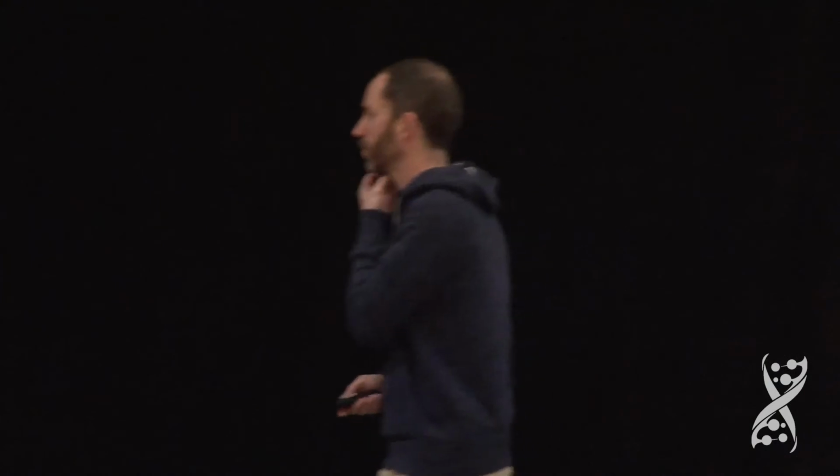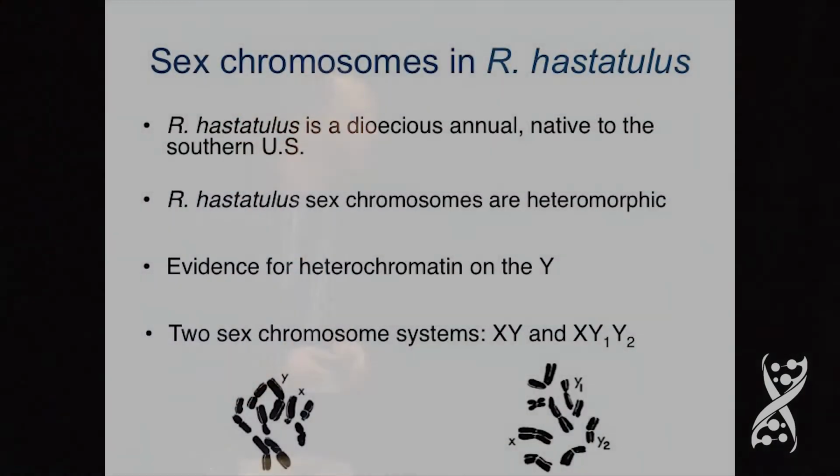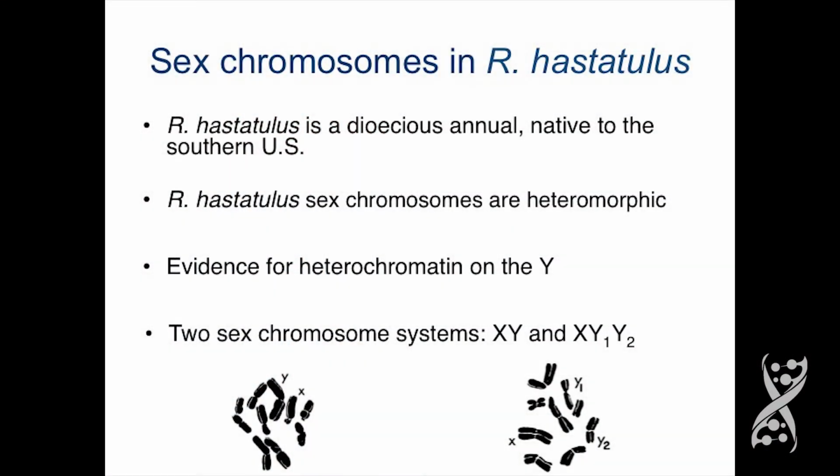Okay, so is it easier for a Y chromosome to degenerate in mammals because it's permanently heterozygous than in plants, because many genes will be expressed in this haploid pollen phase in the case of plants? Okay, so now we're starting to think about this interaction between recombination and ploidy here. So to look at this, we used a model system, Rumex hastatulus.